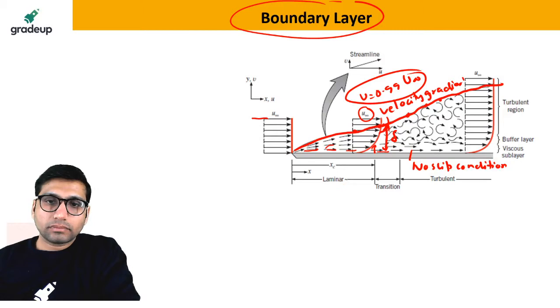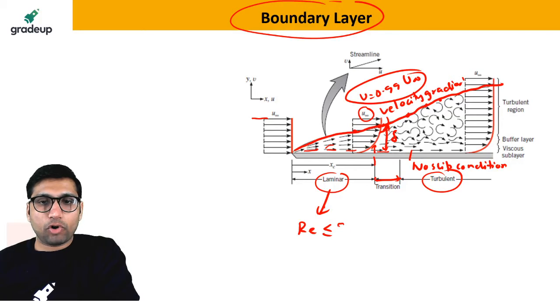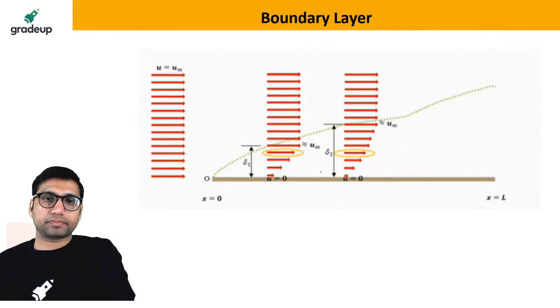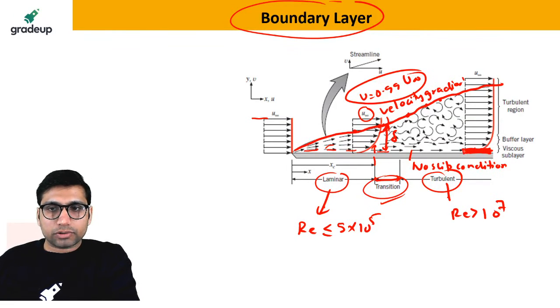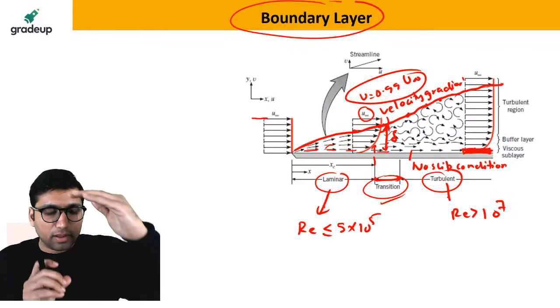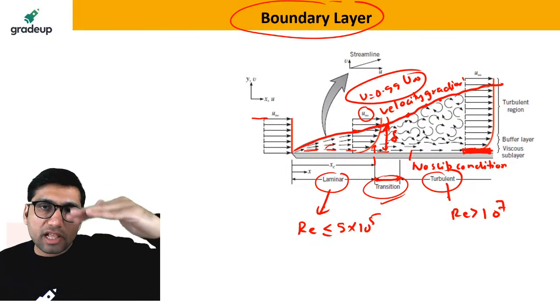Okay, clear everyone? Now initially you will get a laminar boundary layer, then a transition, and then a turbulent boundary layer. So for a flat plate, it will be laminar when Reynolds number is less than or equal to 5 × 10⁵. It will be turbulent when Reynolds number is greater than 10⁷, and if it is between both, it is called transition. Also, we will have a laminar sublayer. I have already told you what the laminar sublayer is. In the turbulent region also, a thin layer very close to the plate will have a thickness of laminar sublayer because of the viscous nature of the flow.